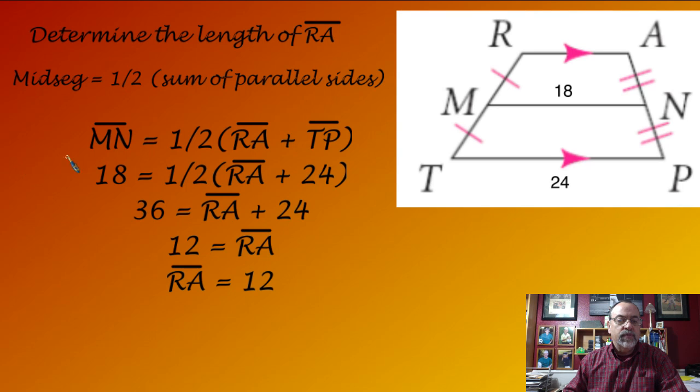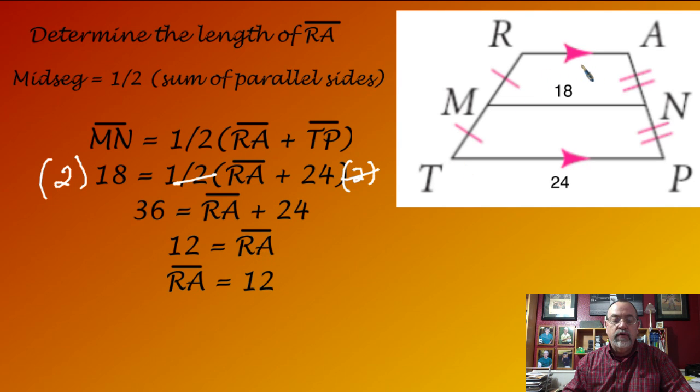I then can multiply both sides by 2, and be careful. By multiplying both sides by 2, I can then take 1/2 times 2, which leaves me just 1. And then 1 times RA plus 24 is RA plus 24. I think I said minus, so RA plus 24. And then 2 times the 18 is 36. I then subtract 24 from both sides, so I determine the length of RA to be 12.